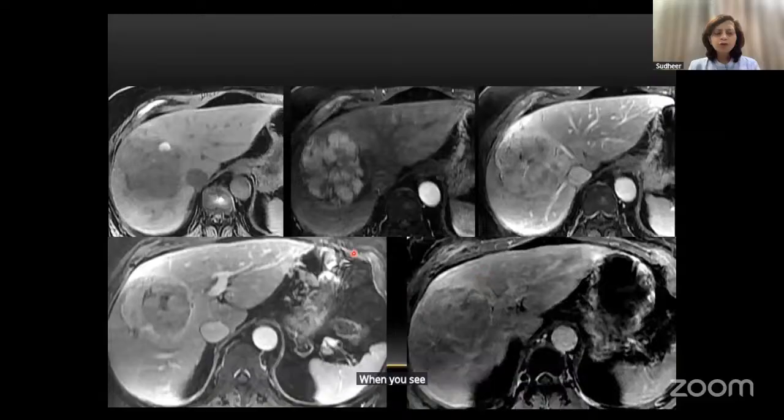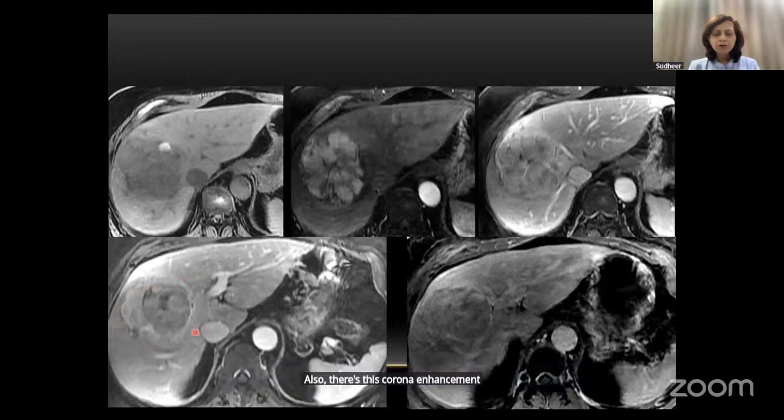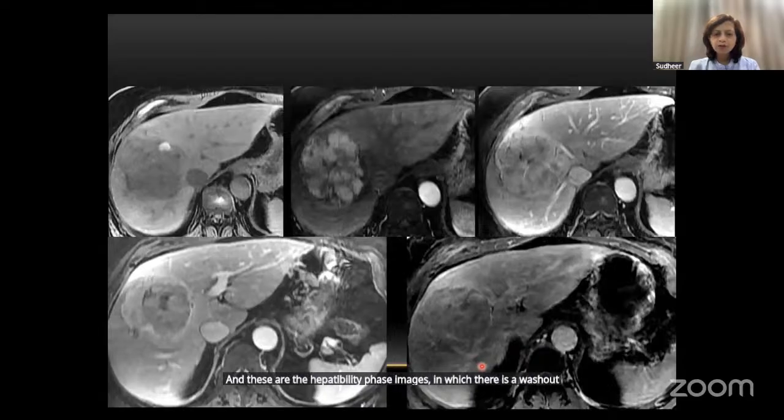When you see the post-contrast images, you see this classical mosaic kind of enhancement. So whenever you see these lobulated mosaic kind of enhancement, you should always suspect a possibility of HCC. Also, there is this corona enhancement, and on delayed venous phase images, there is this capsular enhancement also. And these are the hepatobiliary phase images in which there is a washout and capsule is seen.